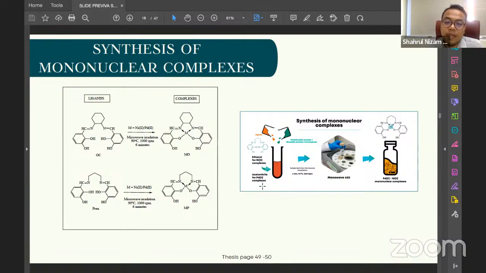Kalau with palladium, kita guna acetonitrile. Kalau dengan nickel, kita guna ethanol. And then we mix them together, and then we will get the complex here. Yeah, from also monowave 450.